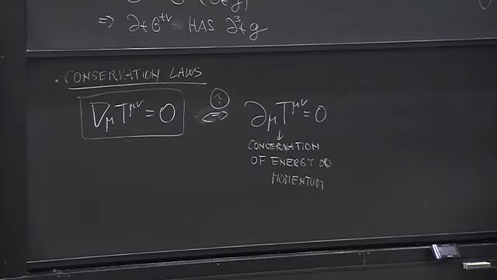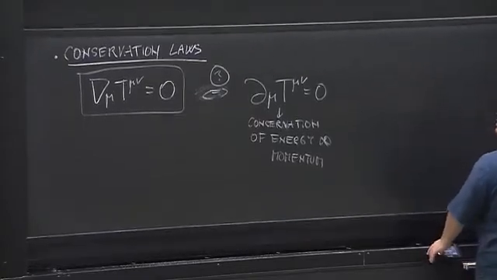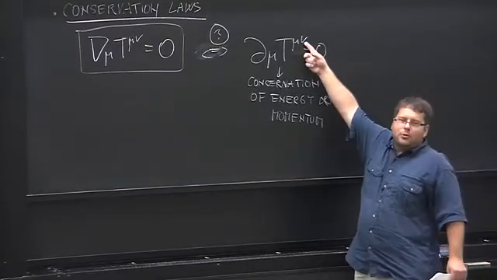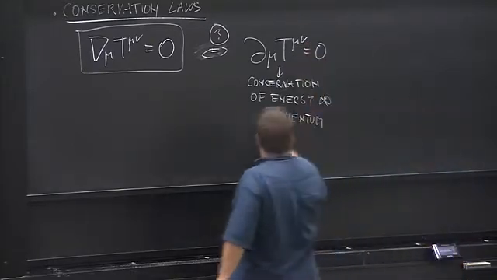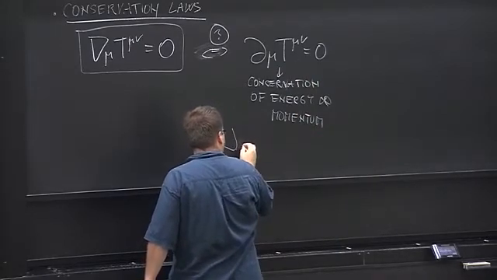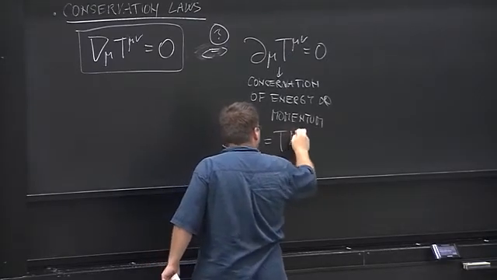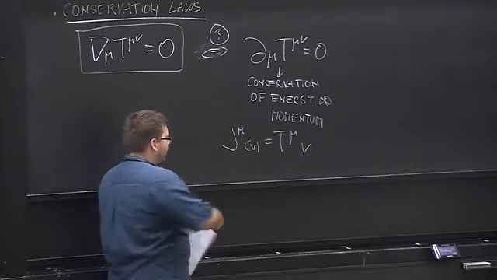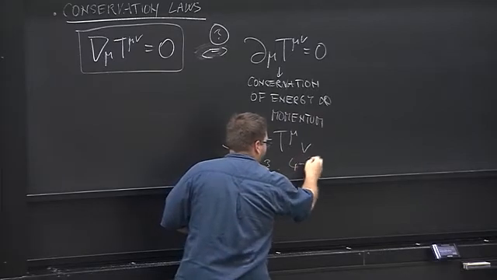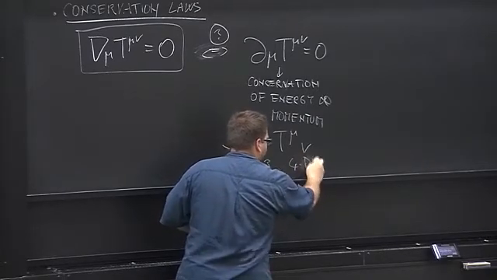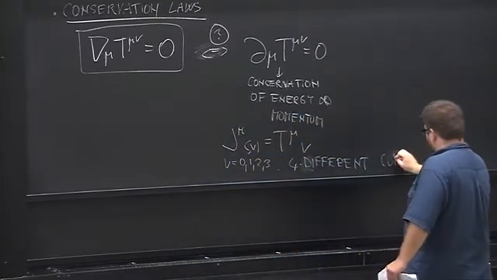In fact, what it actually means is that you can write down 4 currents. There's this index nu, which is free, so you can plug nu to be 0, 1, 2, 3. So you can write this as a current J^mu, and I call it nu, and I call this T^mu nu. So nu equals 0, 1, 2, 3 are 4 different currents.